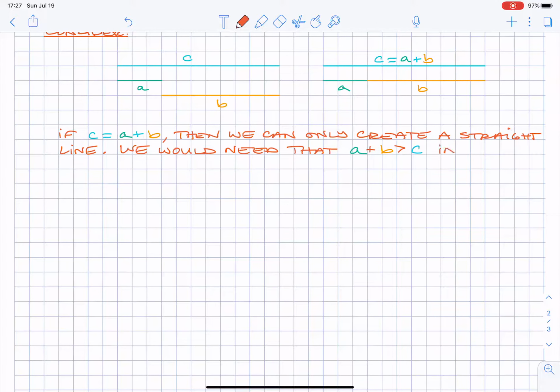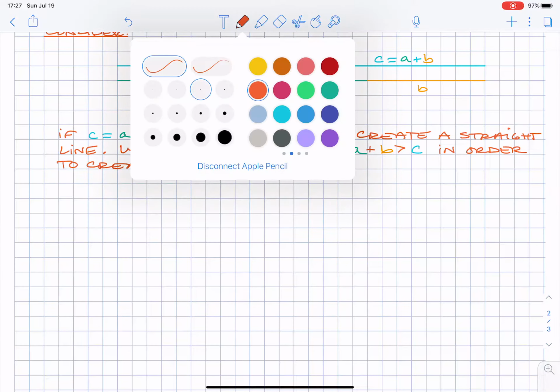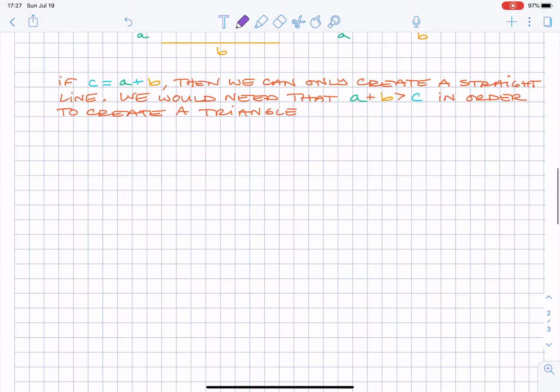So in a triangle, the sum of the other two sides always has to be larger than the third side. Okay, so this is a property of triangles. So properties of triangles.